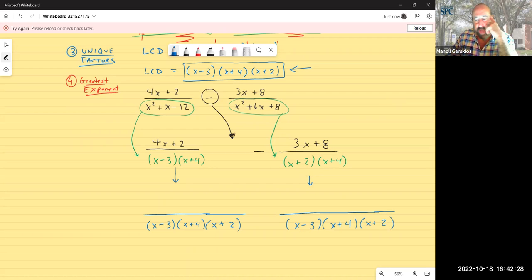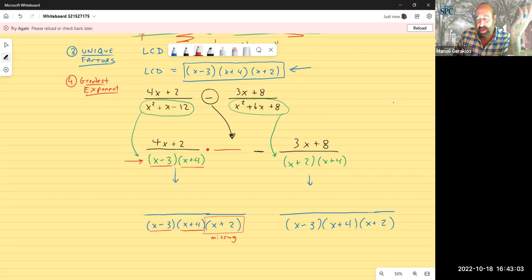Okay, how do we do the converting? We always do it with multiplying. Look, the first rational expression has x minus 3 of the LCD. It already has that factor in this first denominator. It already has the x plus 4 factor in its own denominator. But which one's missing, right? It's the x plus 2 that is missing. This is a factor that's missing from this original denominator.